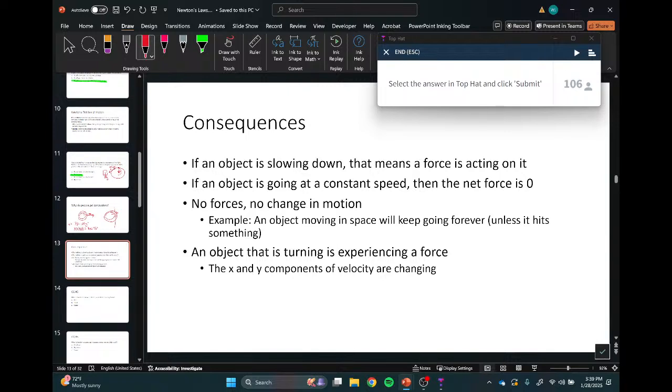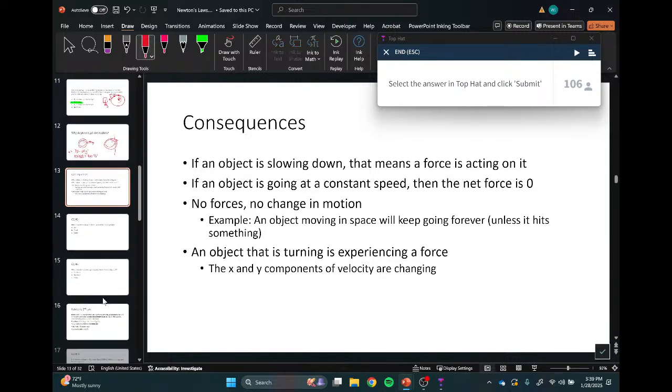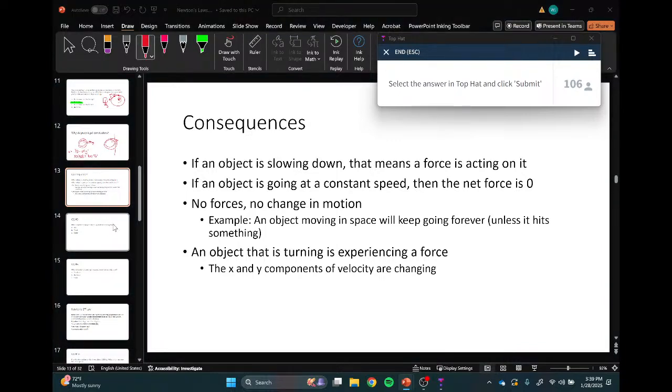All right. Great. Fantastic. That was just one of the laws, and so many things it explains. So many things. All right.